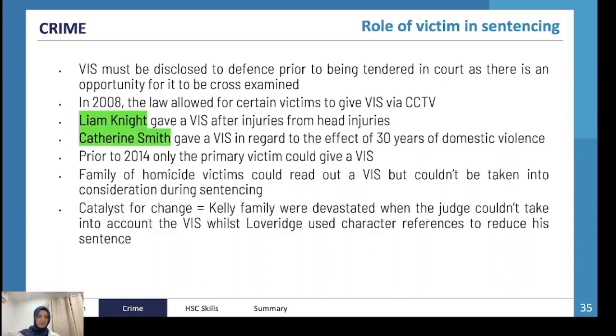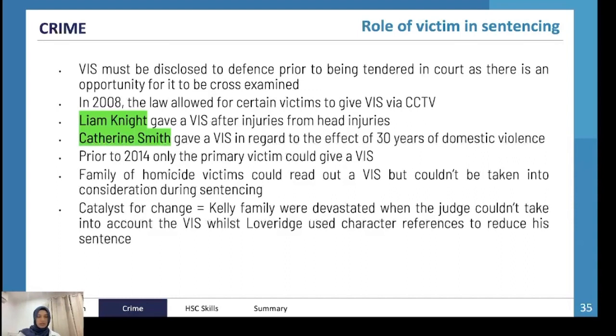Prior to 2014, only the primary victim could give a victim statement, right? But now, as I've mentioned earlier, a family of homicide victims can also read out their statement.